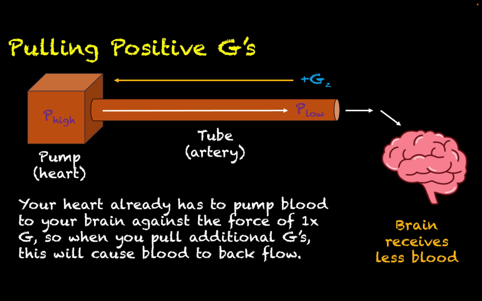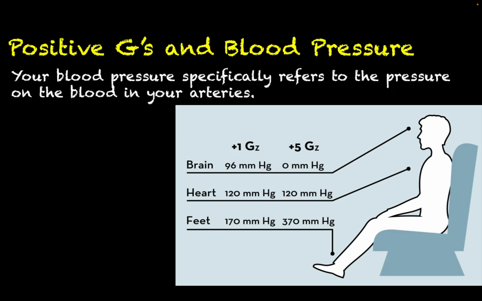So when you're pulling additional G's, this is going to cause the blood to backflow. It's going to cause the blood to not get delivered up to your brain, and instead that blood is going to backflow down towards your feet. And your heart, presumably, is going to have to work extra hard to overcome that. But because the brain is so needy and requires blood constantly, even being without blood for just a little bit is going to produce very serious consequences that we will talk about very soon.